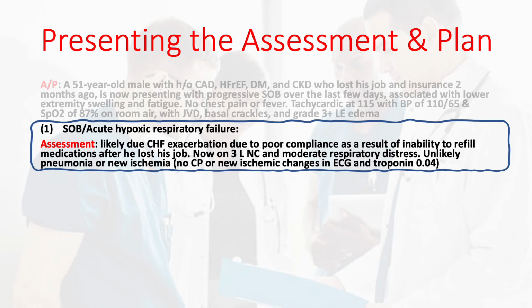This is unlikely pneumonia. There's no fever, no leukocytosis. For example, you can put that in parentheses, or new ischemia. You can also say, he doesn't have chest pain, no ischemic changes in ECG, and troponin was 0.04. So you're clearly picturing the status of this main problem. We have a clear image about how the patient looks like even before we go inside the room and look at the patient. So that's very useful.